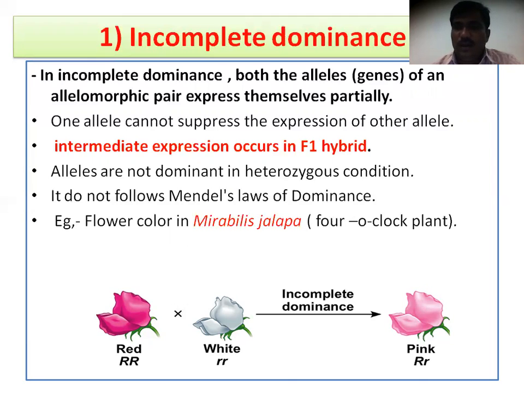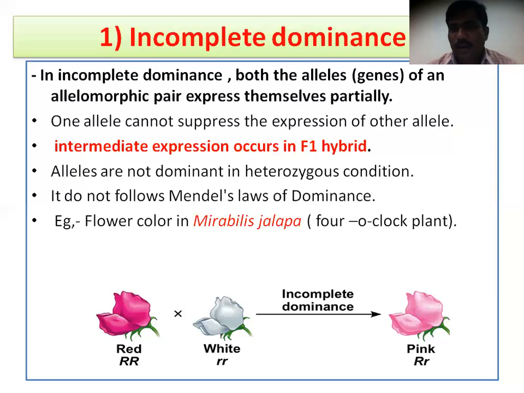So here intermediate characters occur. It is not completely red, nor completely white. According to Mendel, the dominant character appears in the F1 generation; here R, red, is dominant, but this red does not appear completely in the F1 generation. Here the intermediate pink color of flower occurs. So this is known as incomplete dominancy. Incomplete dominancy means both alleles of an allelomorphic pair express themselves partially.